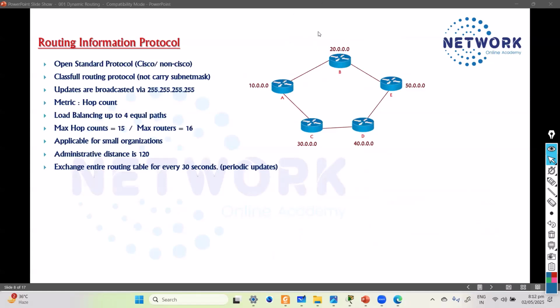But again, as I said, in today's scenarios, you don't see the RIP protocol being used. I'll be covering this protocol just to understand the behavior of dynamic routing protocols. And of course, every protocol works differently. Every protocol has its own way of doing things.